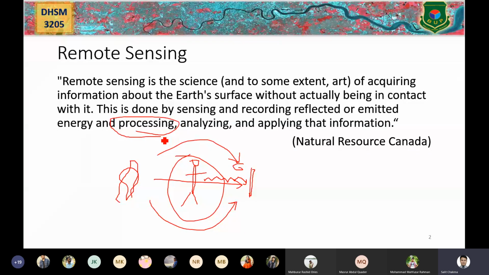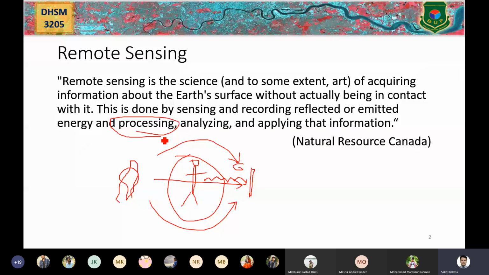And finally, the information that we receive from the analysis, we apply that information in reality. Okay, we make a decision from it. So that is the definition. That is the sense of it.